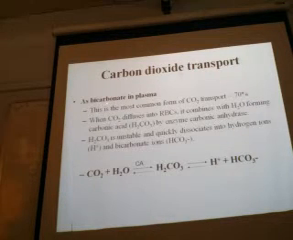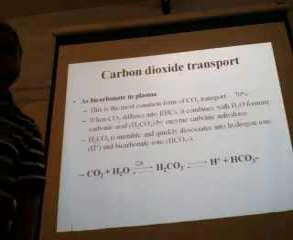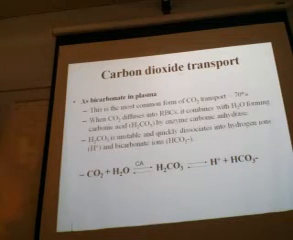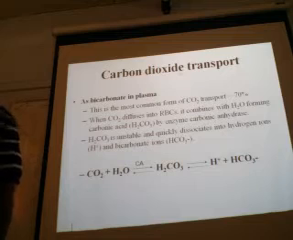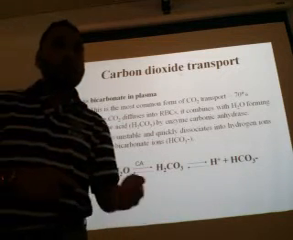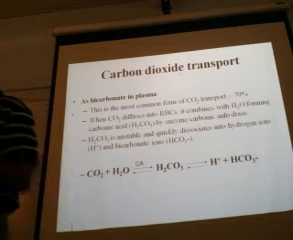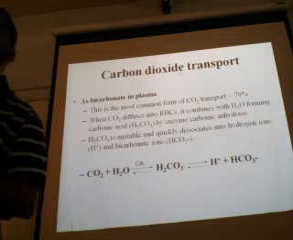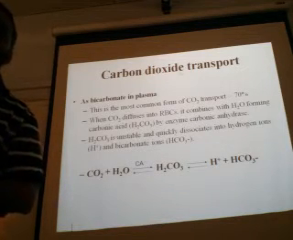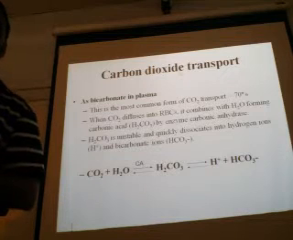Third is as bicarbonate. How much percentage? About 70%. This is the most common. When carbon dioxide diffuses into the RBCs, what happens? There is an enzyme called carbonic anhydrase. This enzyme acts as a catalyst. And a catalyst means what? It will increase the speed of reaction. It will make any reaction very, very fast.